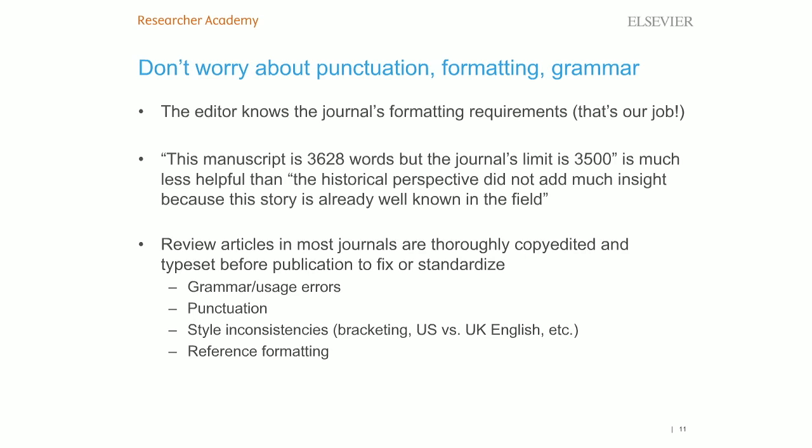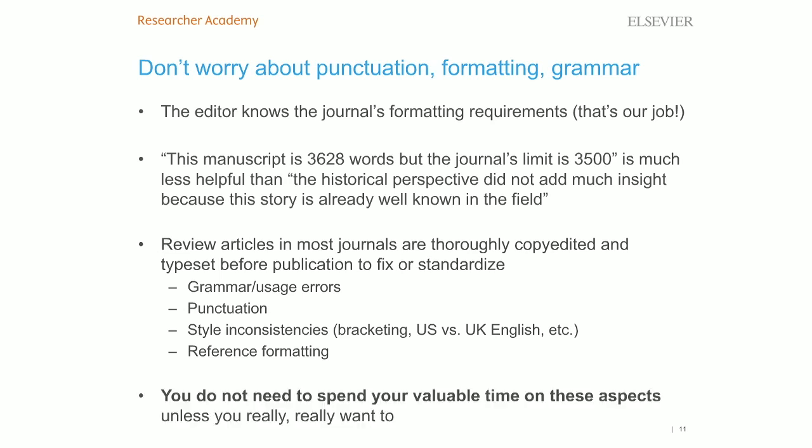Reviews in most journals are going to be thoroughly copy edited and typeset. This is certainly the case for the Trends journals and Cell Press, and it's true of many, many other review journals too. What do copy editors and typesetters do? Well, many things, many valuable things, but in this context, they're going to fix grammar and usage errors. They're going to make sure punctuation is correct. They're going to fix style inconsistencies like US versus UK English, bracketing, reference formatting, italics, everything like that.